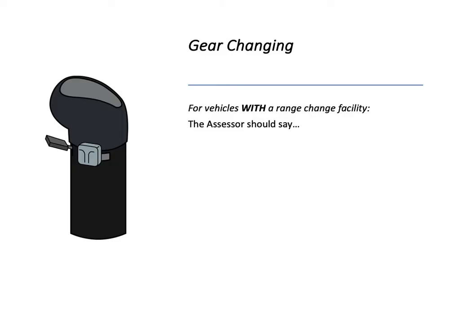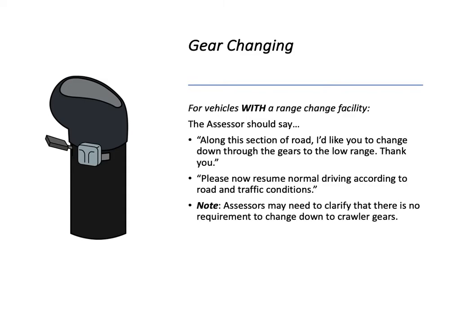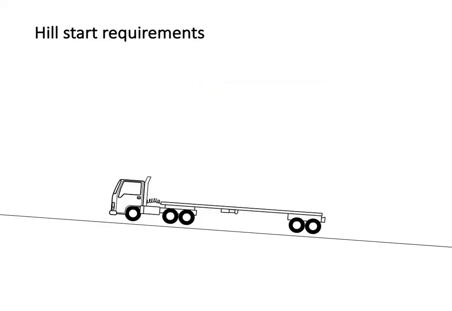For vehicles with a range change facility, the assessor should say, "Along this section of road, I'd like you to change down through the gears to the low range. Thank you. Please now resume normal driving according to road and traffic conditions." Note, assessors may need to clarify that there is no requirement to change down to crawler gears.